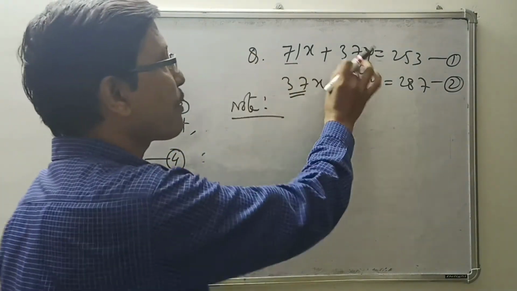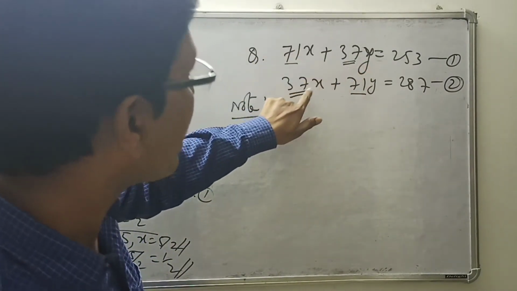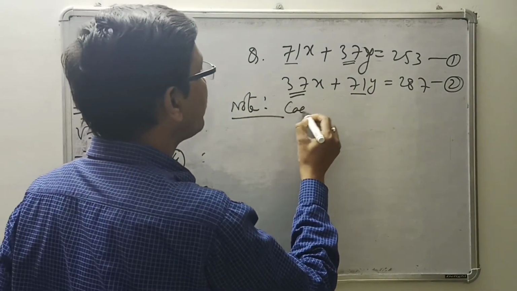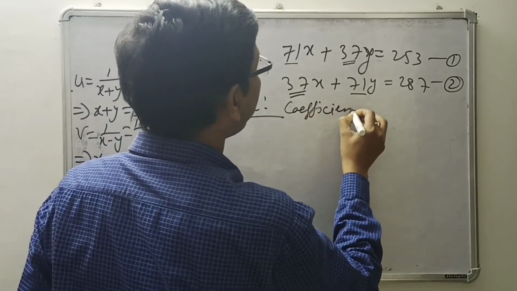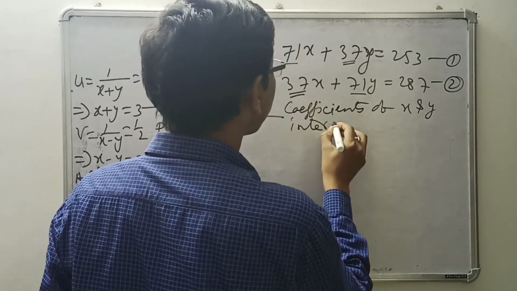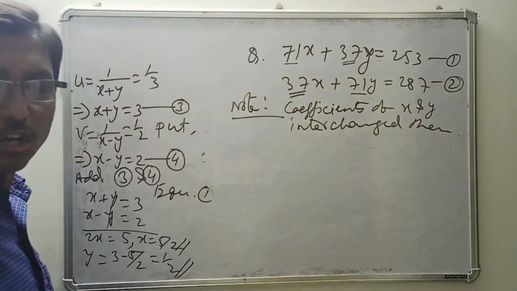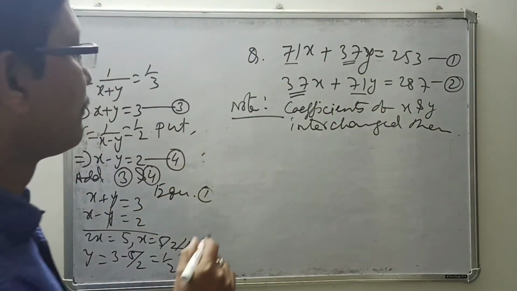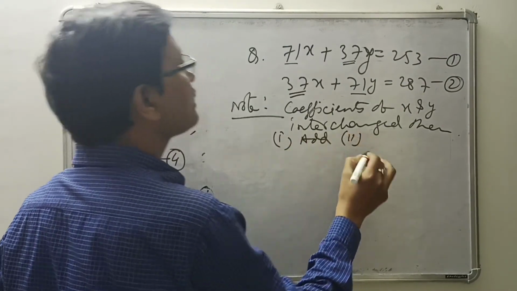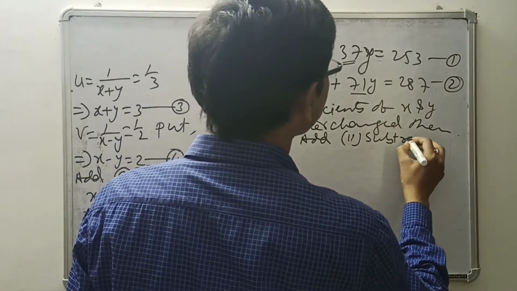If you have this type of equations, it means the coefficients of x and y are interchanged. If the coefficients of x and y are interchanged, then we will not solve directly. A simple way is: first, add these two equations, and second, subtract these two equations. Then you will get the simple form.